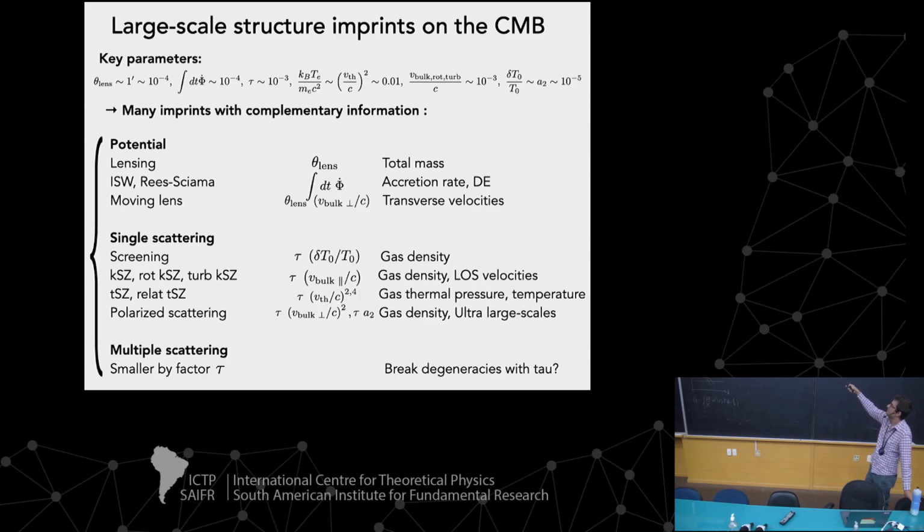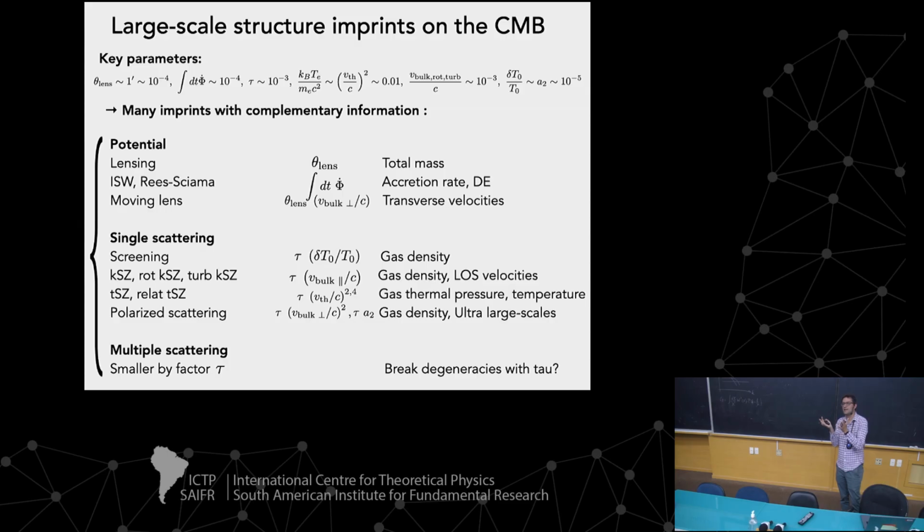There's the effect of integrated Sachs-Wolfe that I told you about last time, and which a lot of people would call a secondary anisotropy because it doesn't come from the last scattering, it comes from in between. There's the Rees-Sciama effect, which is the same as ISW, but on scales of individual halos. So there, the gravitational potential evolves with time because the halos are still forming and accreting. There's an effect called the moving lens effect. I probably won't talk about this.